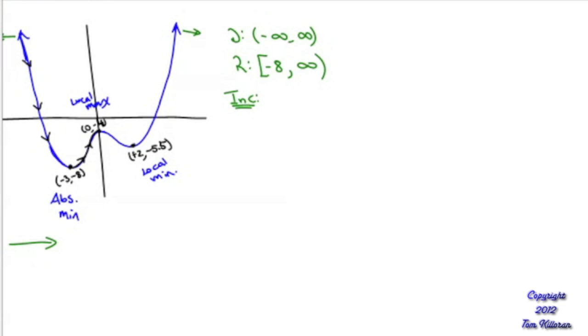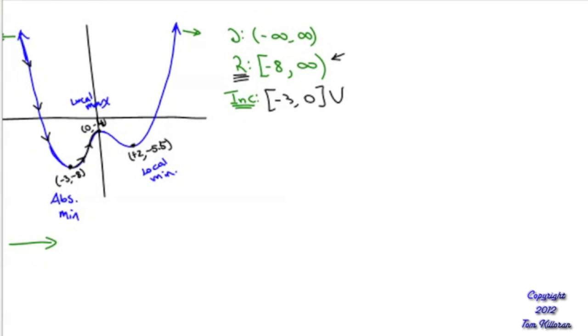The only time you look at the y coordinates is if you're talking about range. Everybody else has to be x. The only time you talk about y values is range. Every other time you ignore y values and concentrate on x. So when is it increasing? Negative 3 to 0.